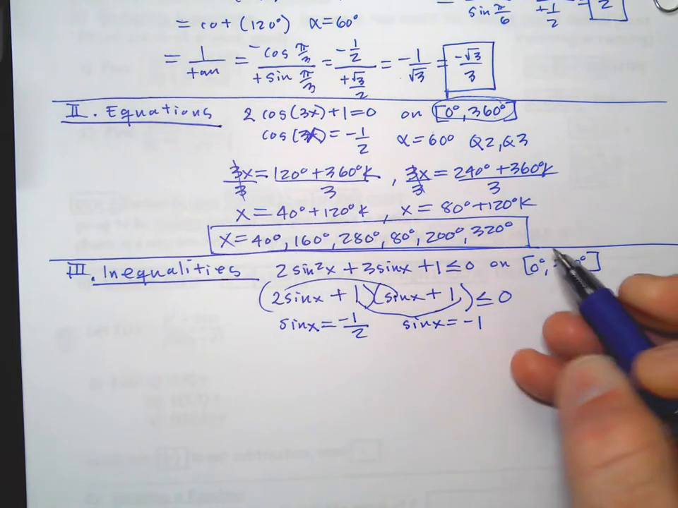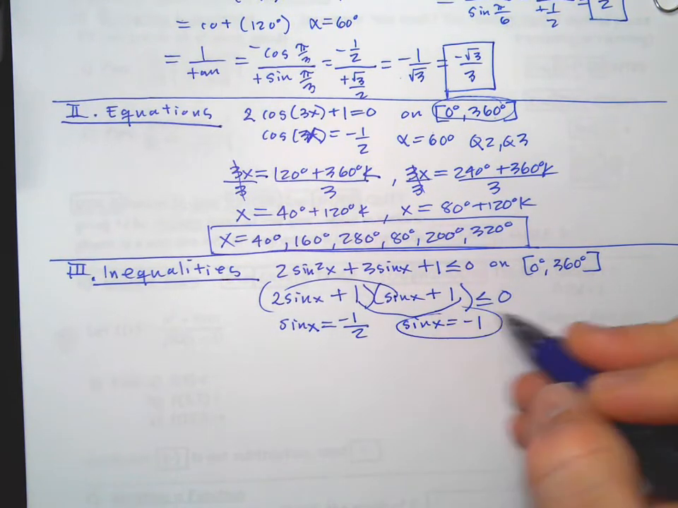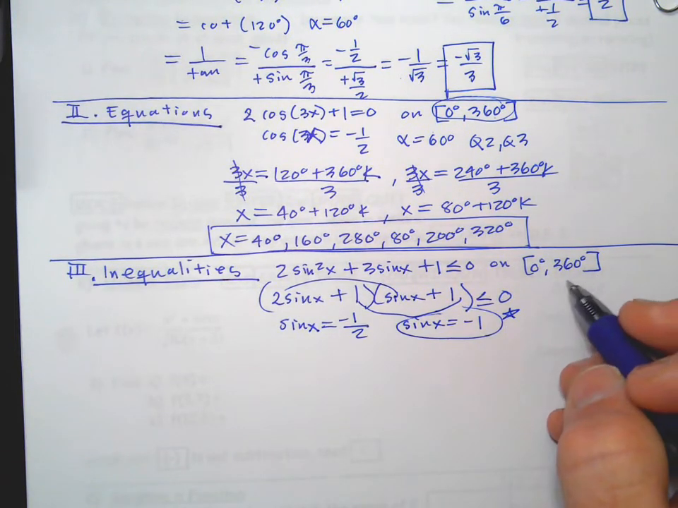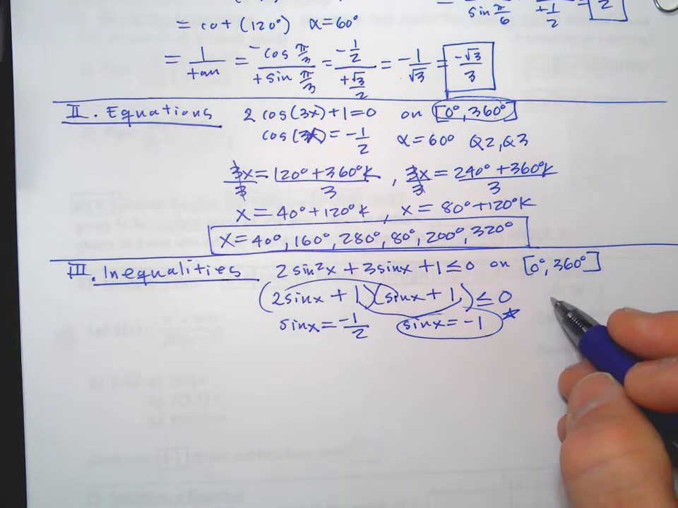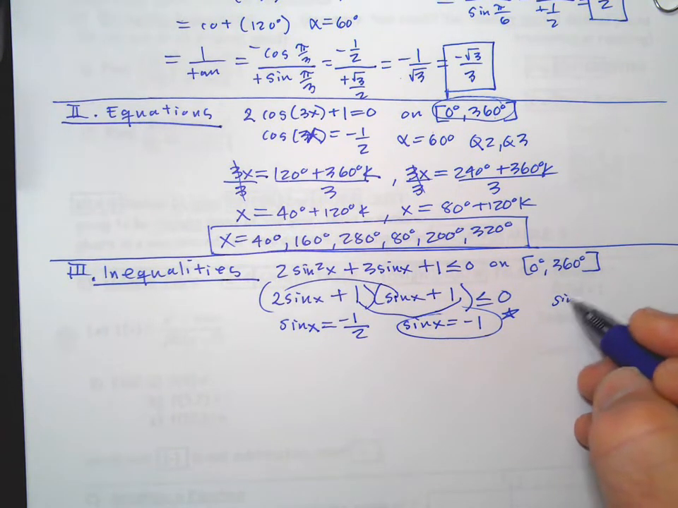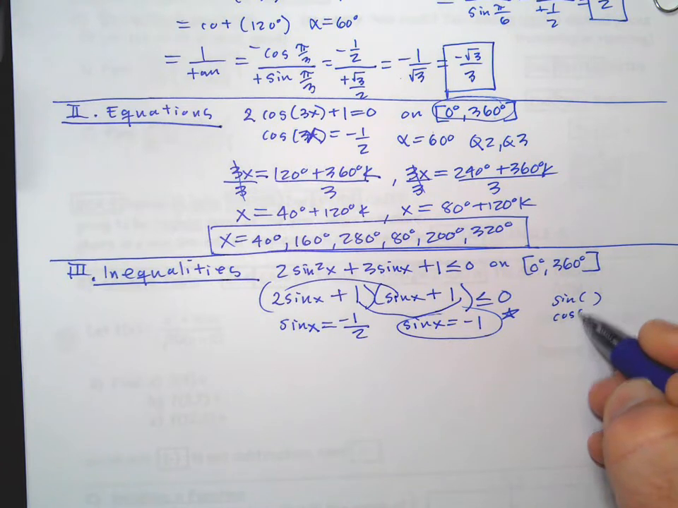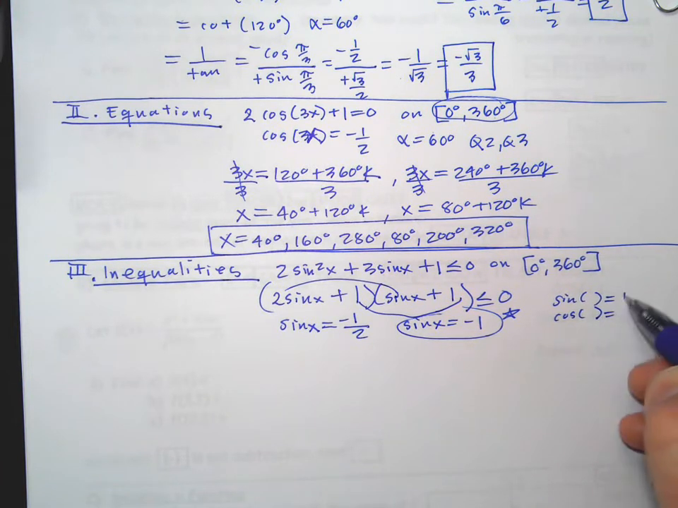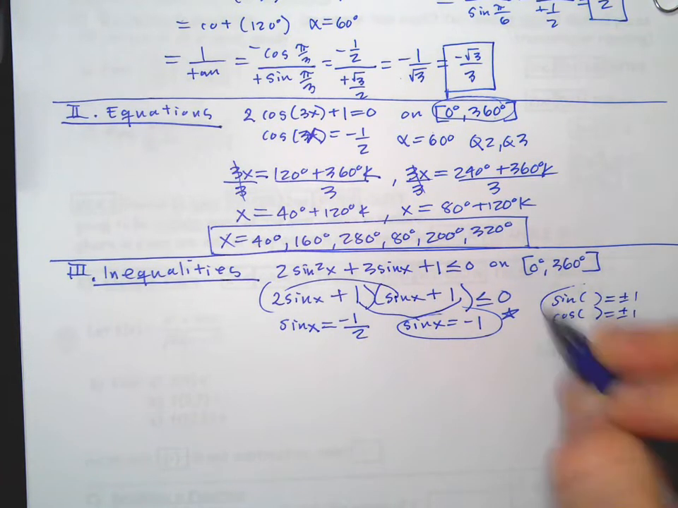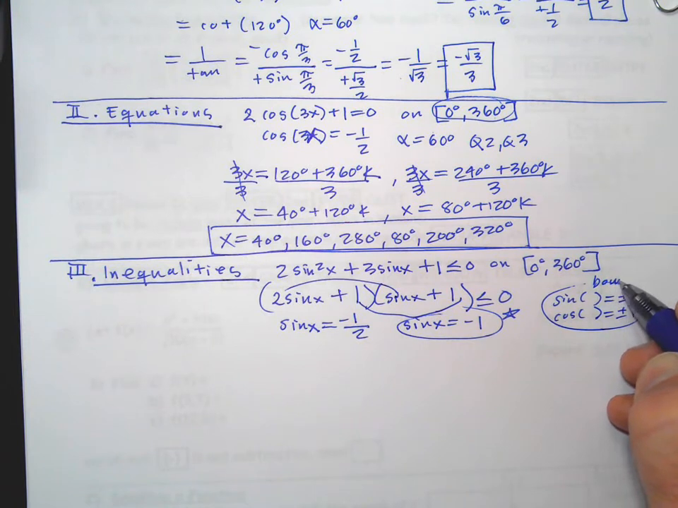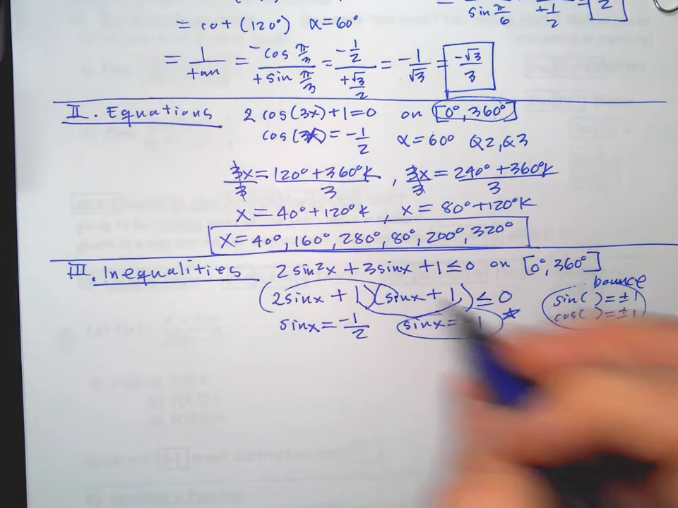Subtract 1. Now this is a special case. This is the one that bounces off the graph. Sine or cosine of whatever is isolated equals plus or minus 1. That's that bounce off the graph, kind of like a repeated root. So keep track of that.